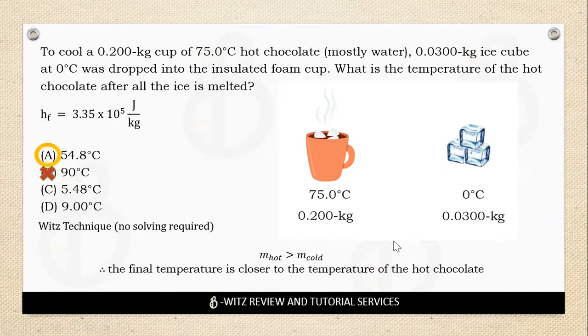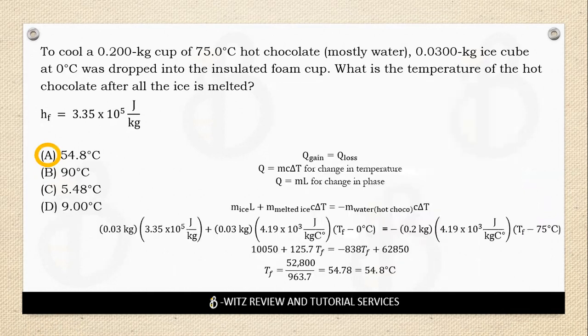Of course, we will be briefly showing you the actual solution. So here it is. You need to use three thermodynamics equations and substitute the given. Q gain is equal to Q loss, where Q is heat. Q is equal to mcΔT for change in temperature. And Q is equal to mL for change in phase.